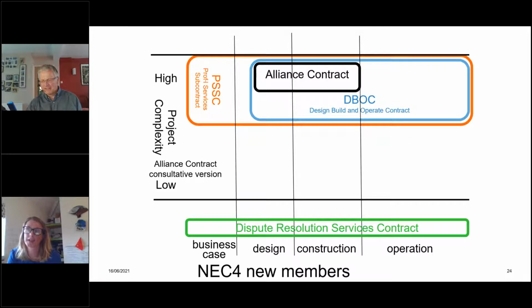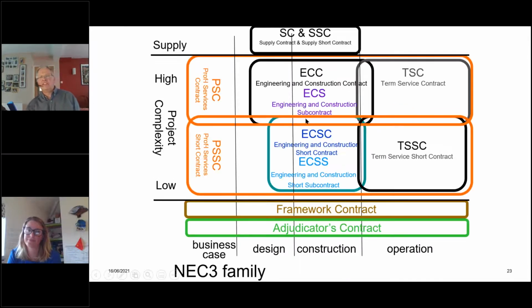Someone's asking which contract would D&B contracts come under? Well, the D&B contract is the engineering and construction contract. You can also have a level of design done under the short contract. If your design is big and complex, I'd recommend you use the engineering and construction contract. If you remember, I showed you the clause which says in that contract, the contractor designs whatever you tell the contractor to design.